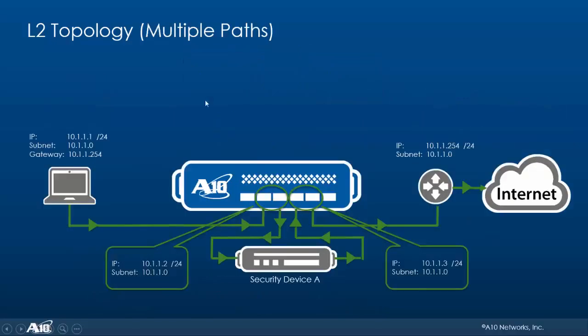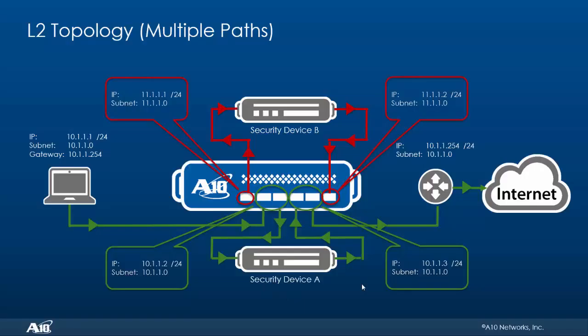Now moving on to the multiple paths L2 topology, we have the exact same network. The only difference in this topology is that we are going to add a second security device to the network. For this, we'll need a set of 2 more interfaces on the A10 device. The security device will be connected to these interfaces in the same fashion that the first security device was connected to the A10 device, and we will give these interfaces their own IP addresses.